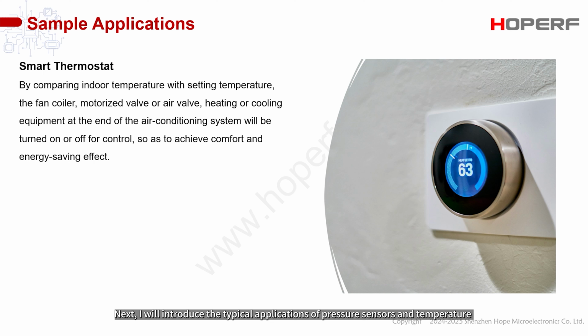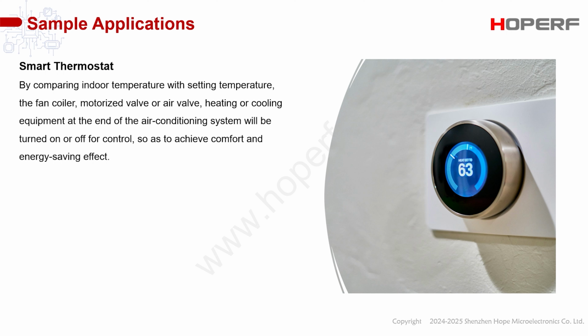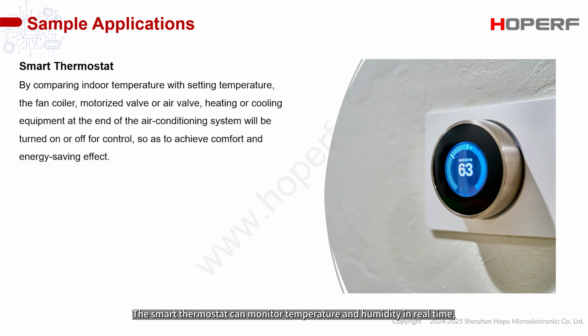Next, I will introduce the typical applications of pressure sensors and temperature and humidity sensors in daily life, one by one. First is the smart thermostat. The smart thermostat can monitor temperature and humidity in real time, and it is also connected to the air conditioner and fresh air system through wireless signals. Thus, we can automatically adjust the temperature and humidity in the air, as well as the opening and closing of the fresh air system, to create a more comfortable living environment and achieve better energy-saving control.